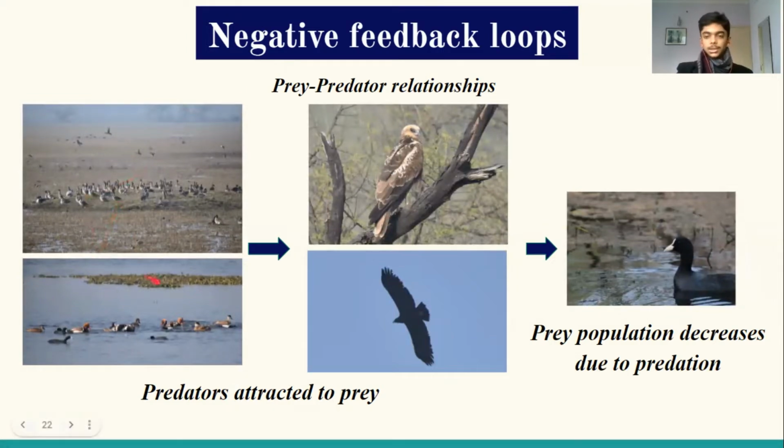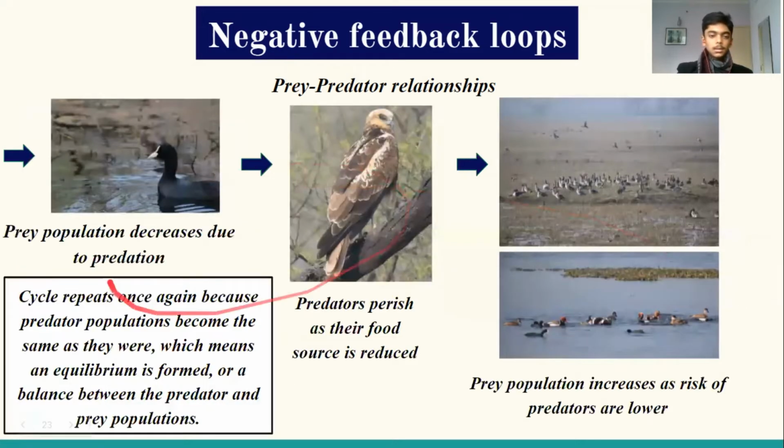So I'd just like to repeat this once again. Prey attract predators. The predators are attracted to prey. The prey population decreases. Due to this, the predators also decrease in population. But now the prey population increases because there is a lower risk of predation. And now this means that the predators are once again attracted to the prey because their population has increased, and thus the cycle repeats once again.